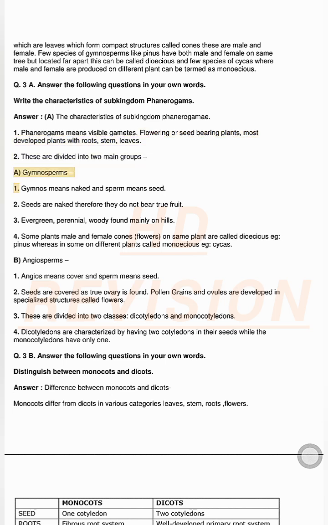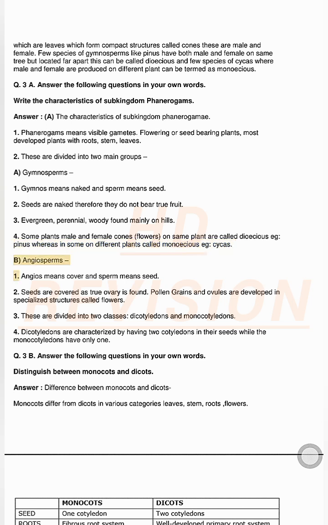A. Gymnosperms. 1. Gymnos means naked and sperm means seed. 2. Seeds are naked, therefore they do not bear true fruit. 3. Evergreen, perennial, woody, found mainly on hills. 4. In some plants, male and female cones, flowers, on the same plant are called monoecious, e.g. pinus, whereas in some on different plants called dioecious, e.g.